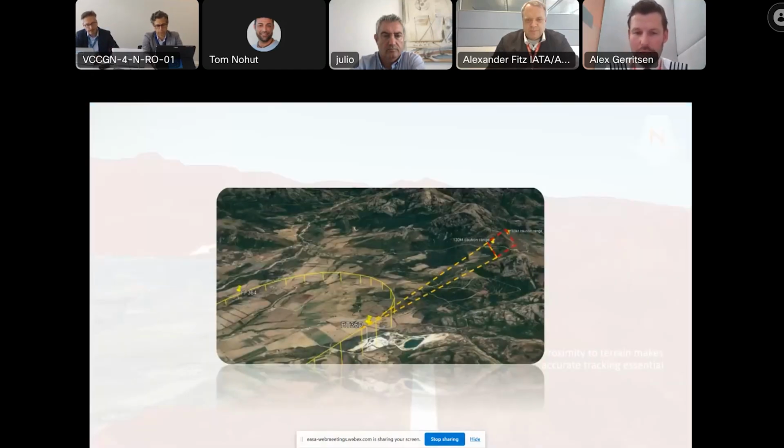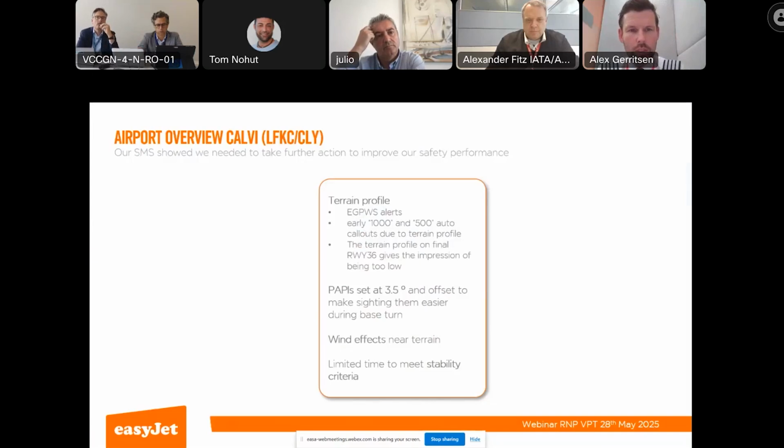What we were getting from this is a prediction on the aircraft GPWS alerts, the caution and the warning range, and just at that critical point before the quarry, the aircraft systems wouldn't know that the aircraft is turning. Hence, we were getting alerts at these points from the aircraft, which is clearly not desirable for our crews. So in terms of Calvi, our safety management system showed we needed to take further action.